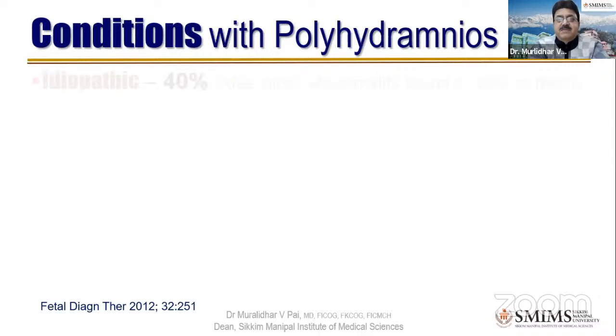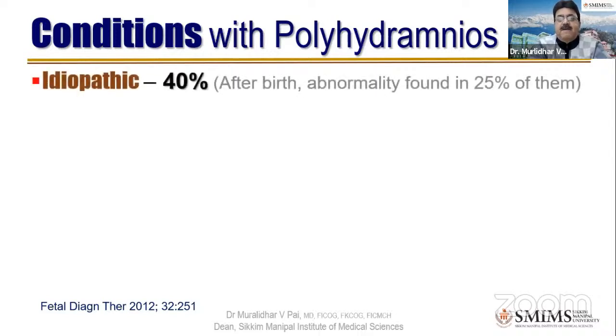What are the conditions with polyhydramnios? This is pretty much known to all of us. The first and foremost is idiopathic. That is 40%. But if these patients, if you followed after birth, you will find abnormality in 25% of them, which means actually you can see in almost around, let's say, 10% of the so-called idiopathic are not really idiopathic. There will be some abnormality.